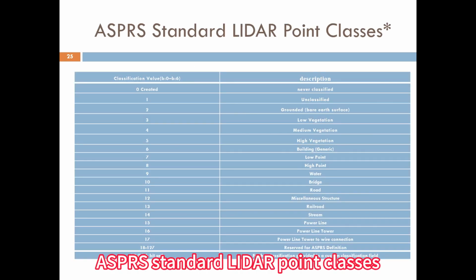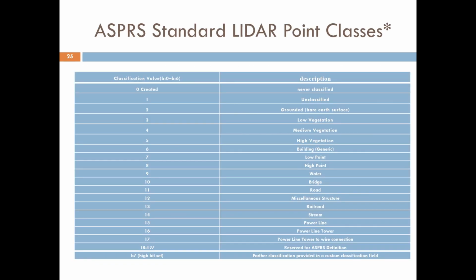As per standard LiDAR point classes: 0, never classified; 1, unclassified; 2, ground; 3, low vegetation; 4, medium vegetation; 5, high vegetation; 6, building; 7, low point; 8, high point or key point; 9, water.